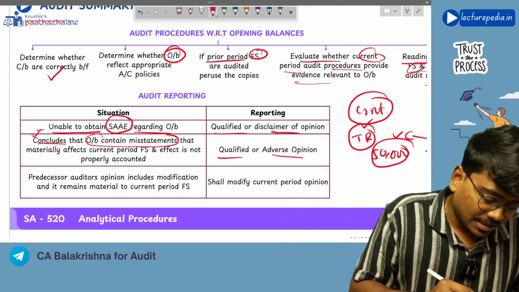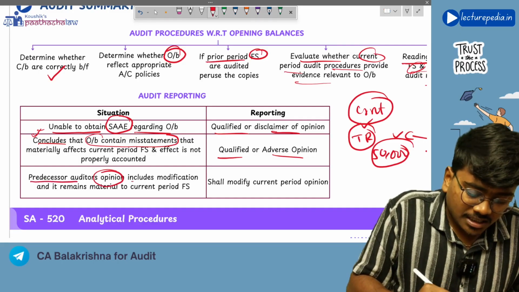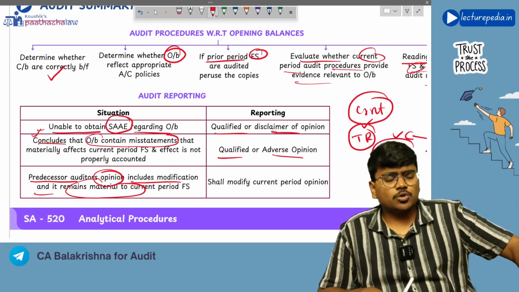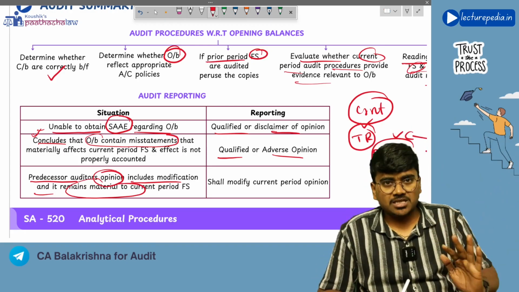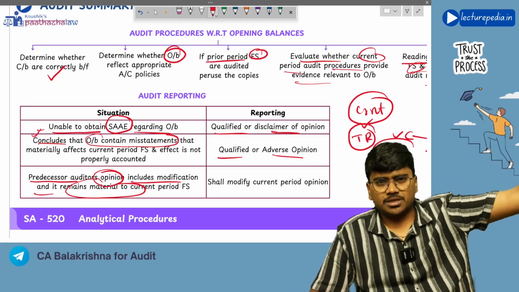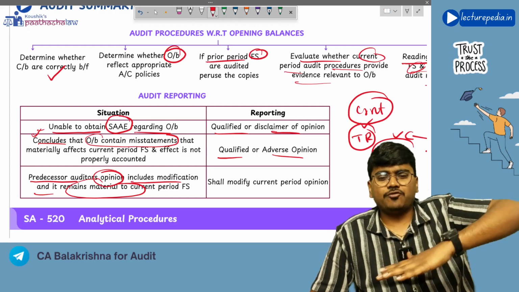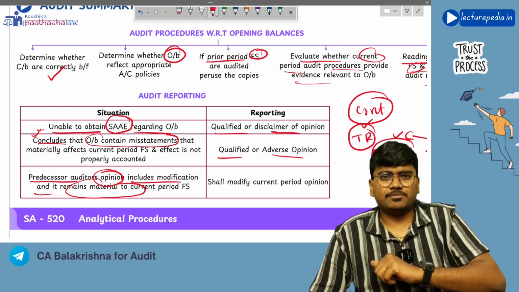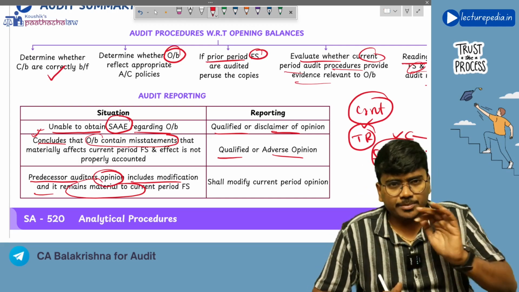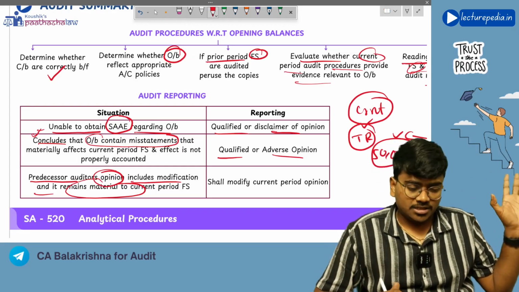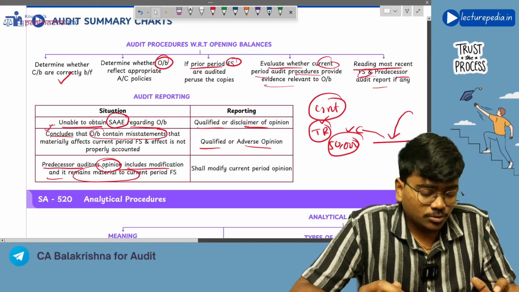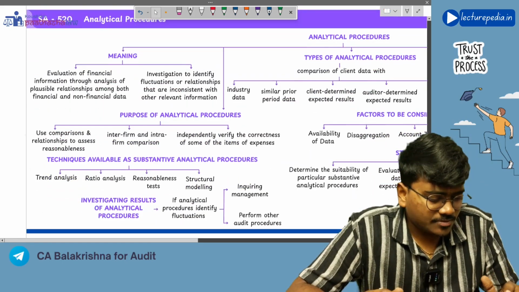Simple, right? Next, if the predecessor auditor's opinion includes a modification and it remains material for the current period financial statements also, then you will modify the current period opinion. If there is a modification in the predecessor auditor's report because of some misstatement, and that is carried forward in the current period also, it is not corrected in the opening balances, then you also will modify your opinion on the current period financial statements, right? Yes. So this is simple, SA-510. Next, moving to analytical procedures, SA-520.